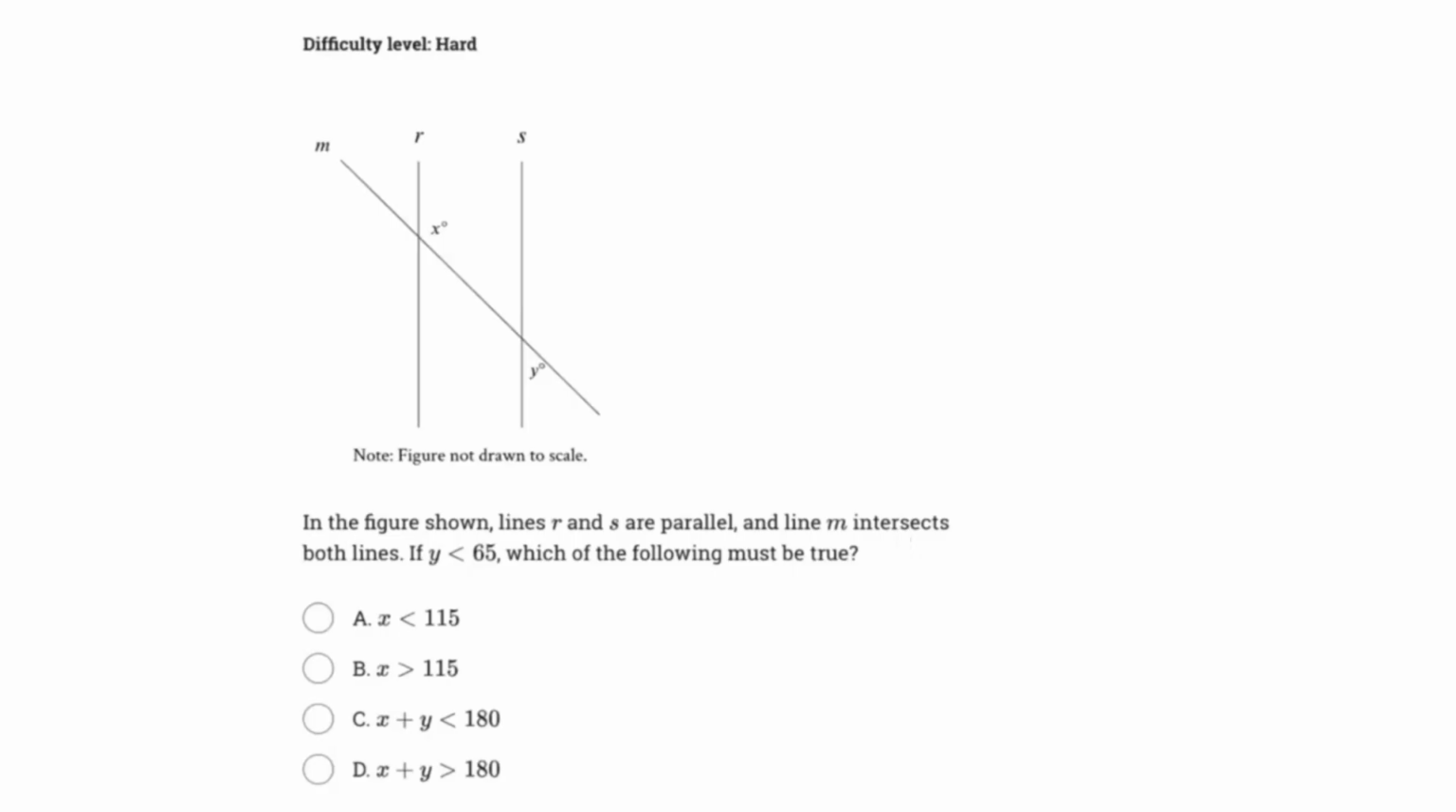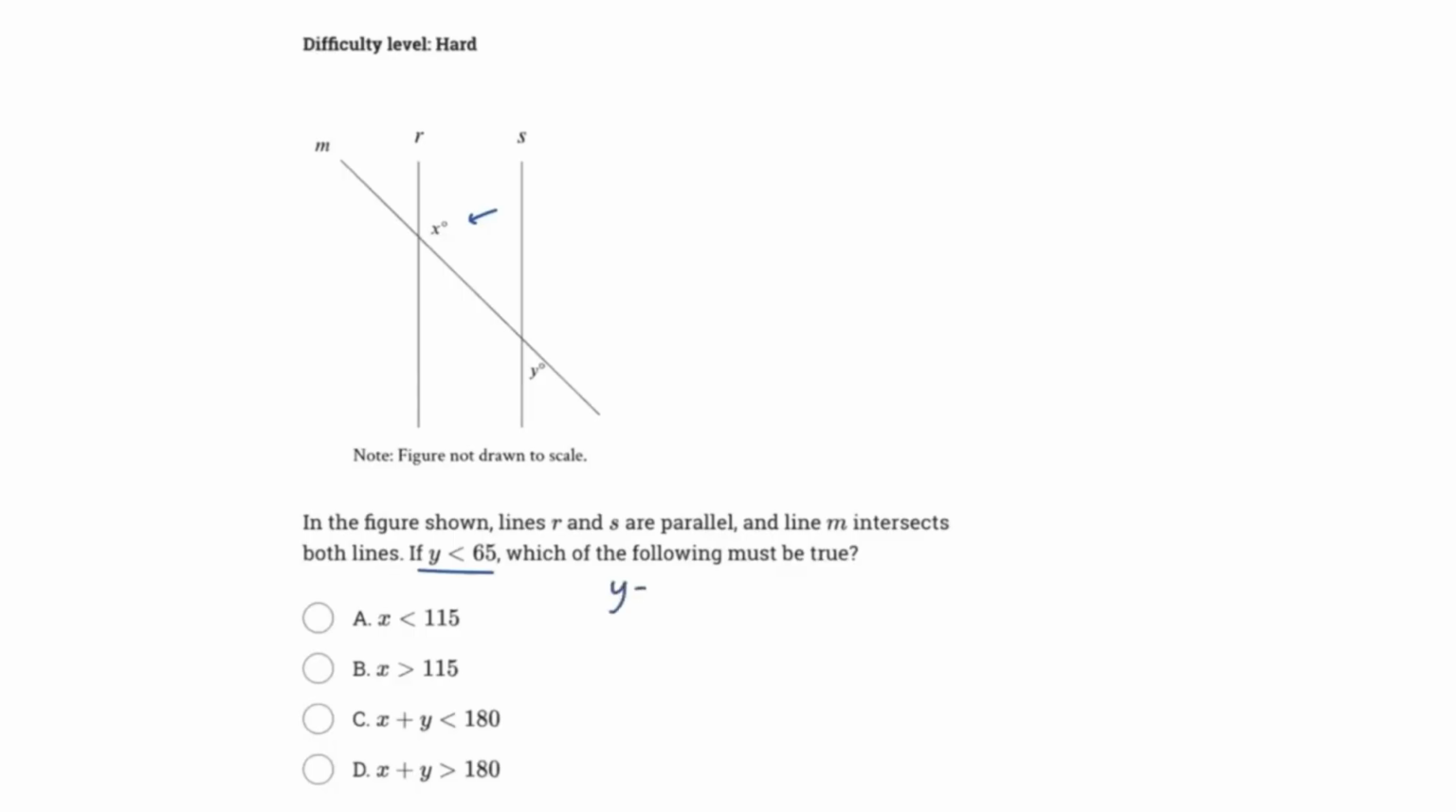If Y is less than the value of 65, which of the following must be true? So let's just go right through it. It says X has to be less than 115. So X is this angle right here. And because it says Y has to be less than 65, and which of the following must be true for all values of Y, we could just plug in a random value for Y.